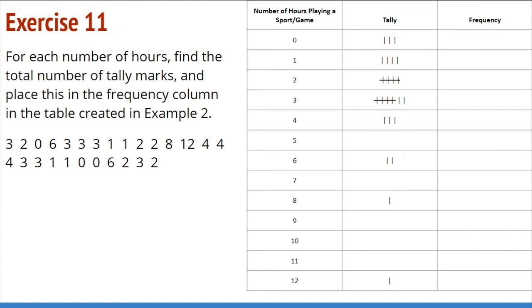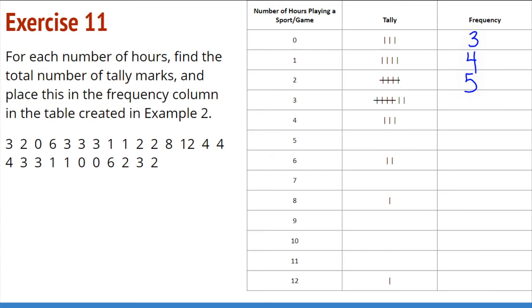And we go to exercise 11. And so for each number of hours, we're going to find the total number of tally marks, and we're going to place them in the frequency column. So now we're going to count up the tally marks. So for 0, I've got 3 tally marks, so I'd write a 3. For 1, I've got 4 tally marks, so I'd write a 4. For 2, I've got 5 tally marks, so I'd write a 5.